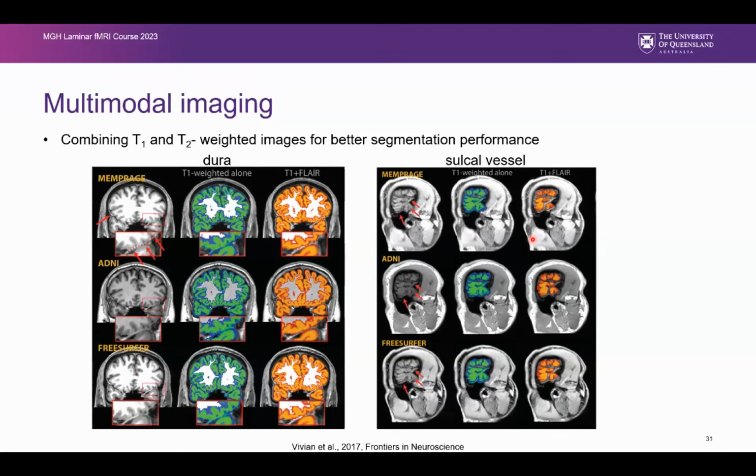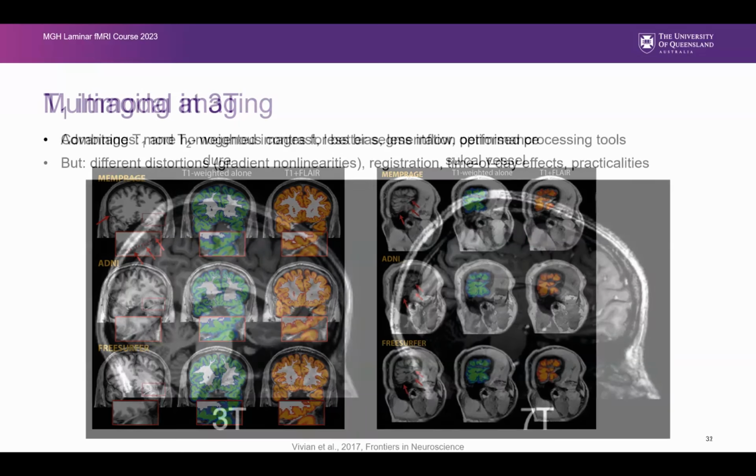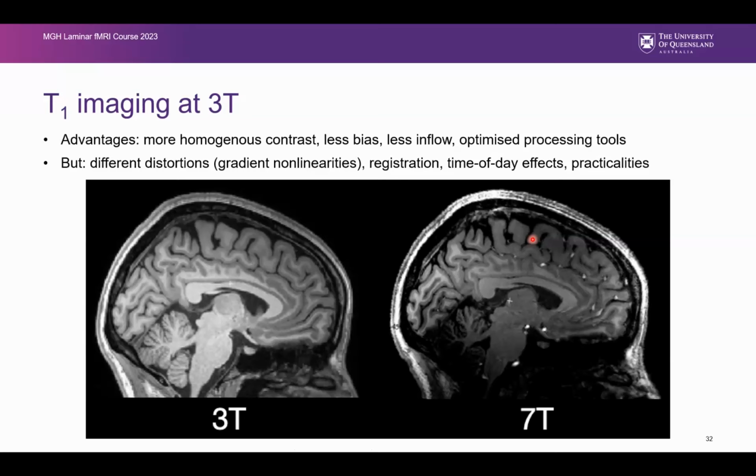So I think at the moment many people just do some manual corrections on their surfaces, unfortunately. MP2RAGE works pretty well or just doesn't work at all, depending on how lucky you are. And some of you might say, well, I don't have these problems at 3T, why don't I just go to 3T and acquire my structural images there? There are a lot of advantages. As I said, you have homogeneous contrast, less bias, less inflow, and FreeSurfer loves 3T data. That's what it's made for. So it all works really well.